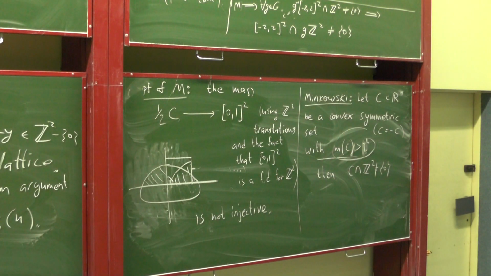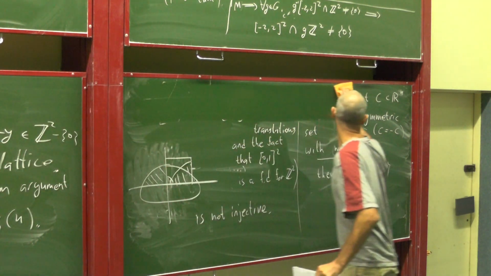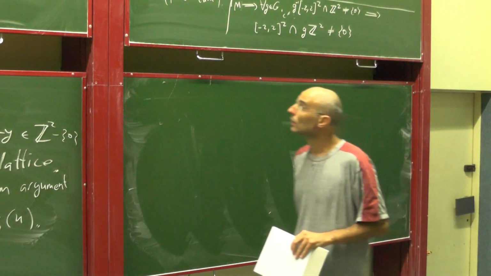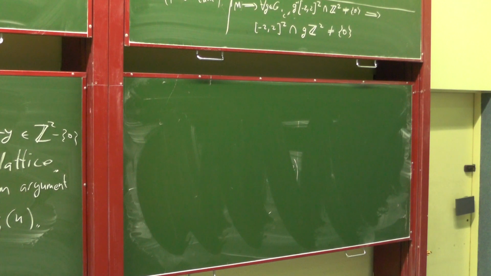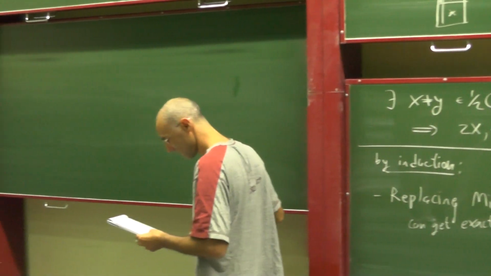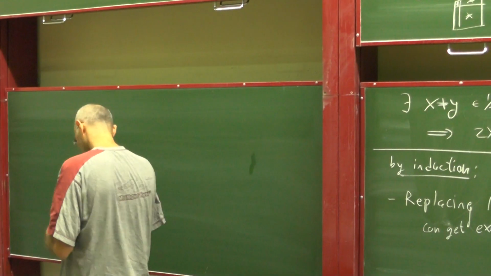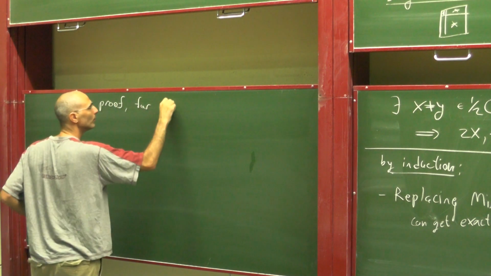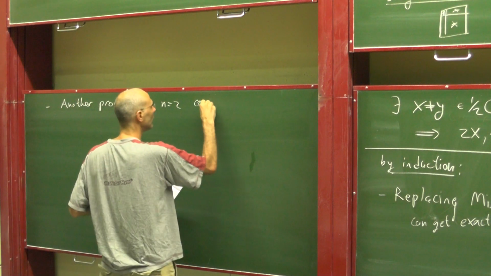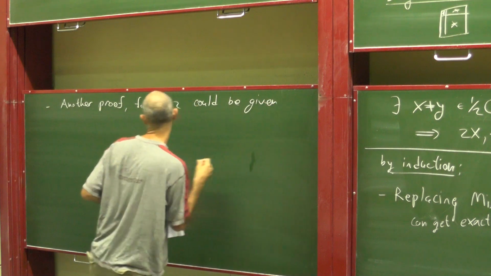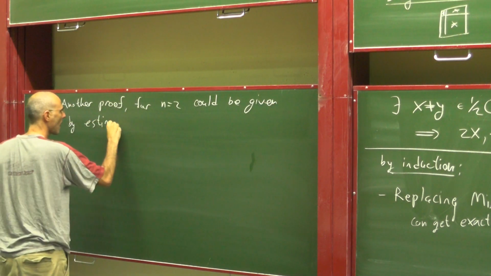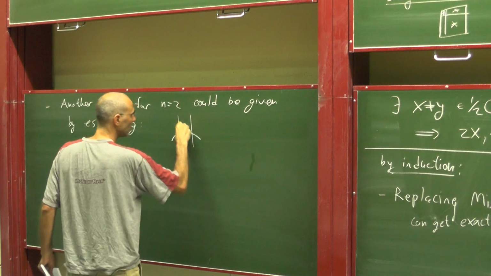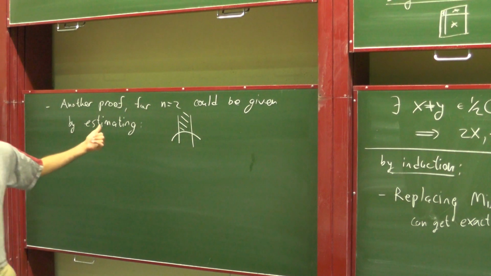Now, before I finish, I do want to finish and give a break, but another proof for n equals 2 could be given by estimating, and now I'll put a picture that I will explain in the next hour, estimating the volume of that fundamental domain. If you haven't seen this before, I will explain this.